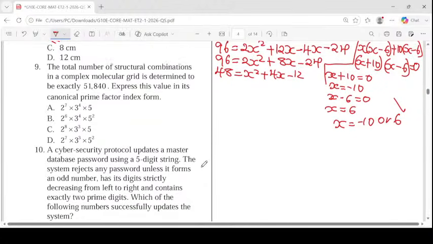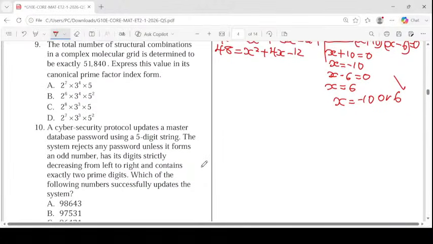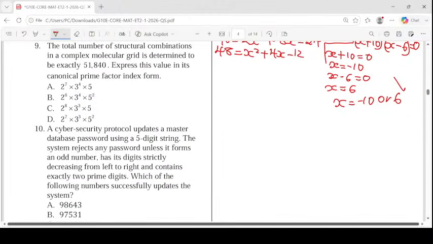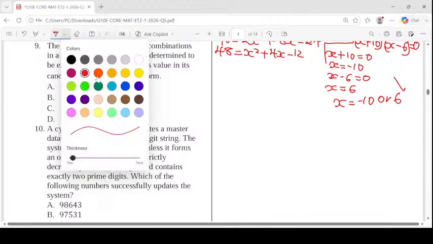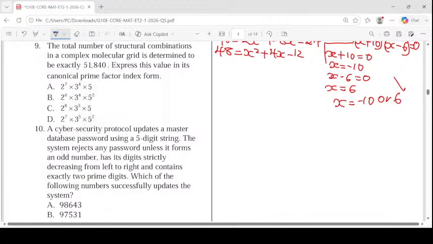Let's look at question number 9, ladies and gentlemen. The total number of structural combinations in a complex molecular grid is determined to be exactly 51,840. Express this value in its canonical prime factor index form.